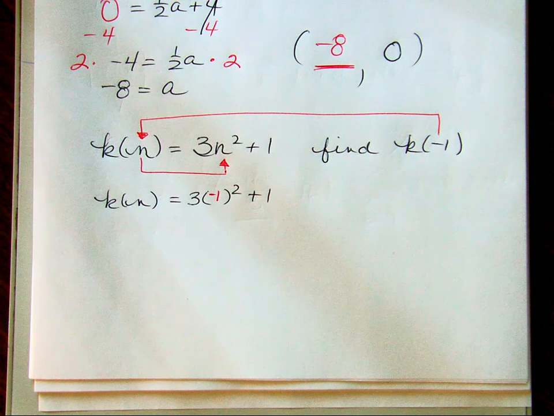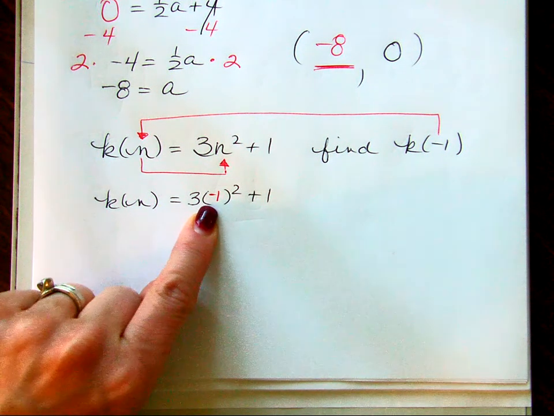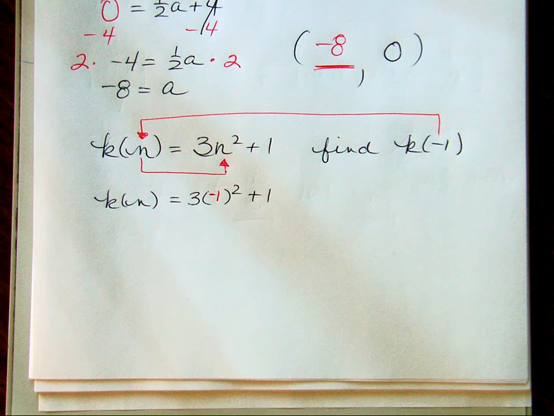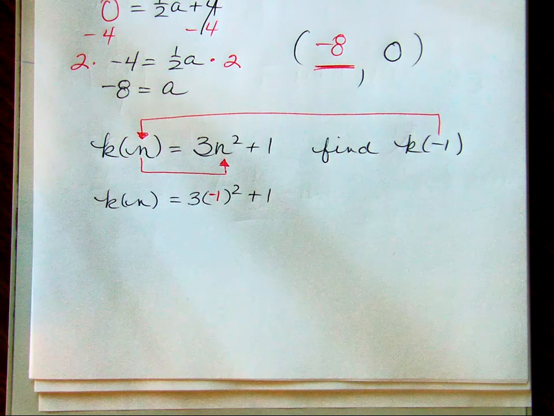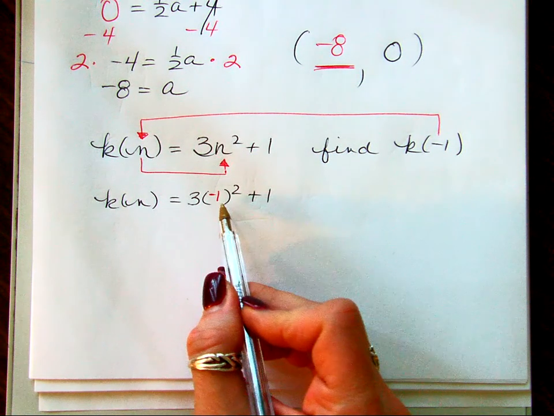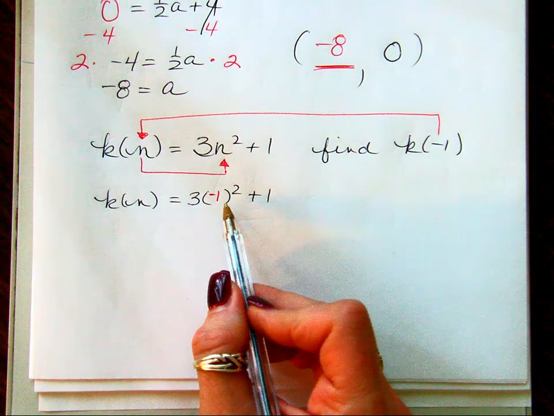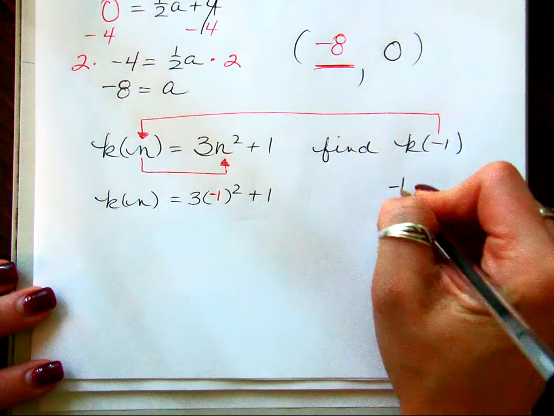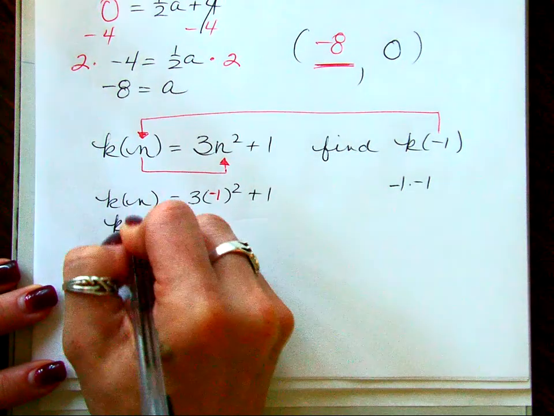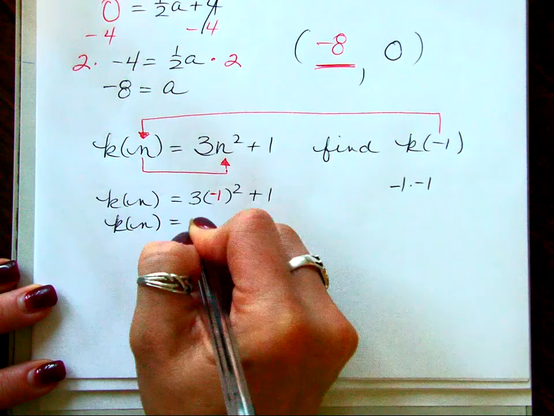Can I just do 3 times negative 1 and get negative 3 and then square negative 3? No. Not if you want to follow the order of operations. So I should do the exponent first. So I should take negative 1 and square it, which, by the way, is not negative 1. It's positive 1 because there are 2. So k of n is going to equal 3 times 1 plus 1.